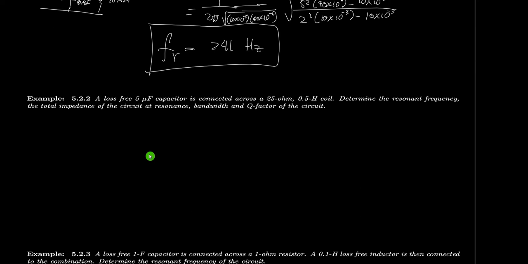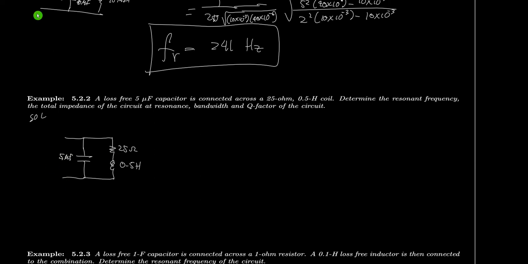Bandwidth and Q factor. So let's draw first the problem. We have a loss-free capacitor connected across, so in parallel. The capacitor is loss-free, so it has no series resistance, and it's connected across a coil that has a resistance and an inductance. The resistance is 25 ohm, while the inductance is 0.5 Henry, and the capacitor is 5 microfarad. Now we want to determine the resonant frequency.